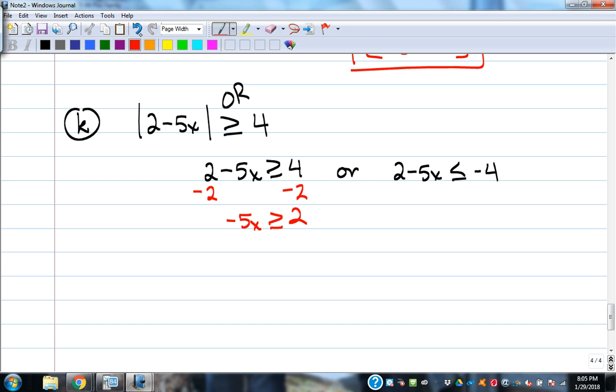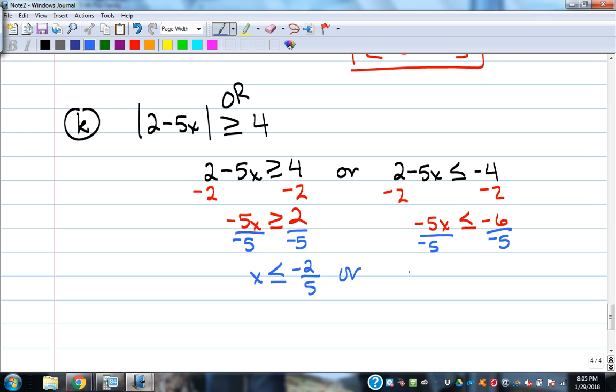Be 2. And then I divide by negative 5. What happens when you divide by a negative? Flip the sign. So it's going to be less than or equal to negative 2/5. Or let's go ahead and do some work here. Negative 5x less than or equal to negative 6. Divide by negative 5, and again, you flip the symbol. And negative divided by negative becomes positive.